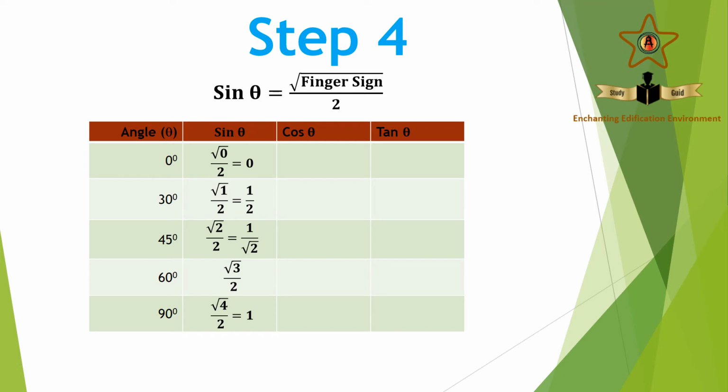Sin 90. Same way. Square root of 4 is 2. 2 over 2 is 1. Now to get cos theta, we can reverse the sine table. That means we can write sine table starting from 90 upward to get cos 0.